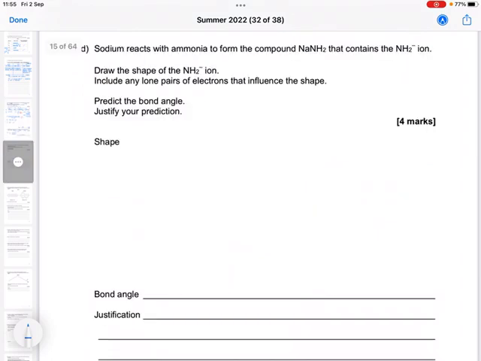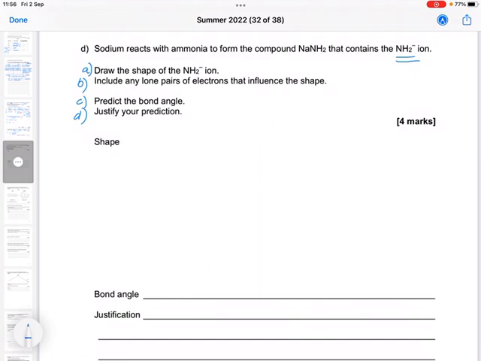Part D: sodium reacts with ammonia to form the compound NaNH2 that contains the NH2- ion. Draw the shape, include any lone pairs of electrons that influence the shape, and then predict the bond angle and justify your prediction. So quite an open-ended question, which with A, B, C and D I've managed to create a structured question here. So let's work out how many pairs of electrons are around the central atom.